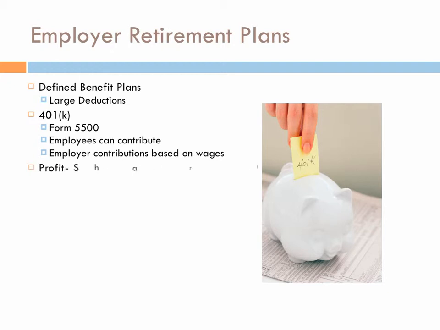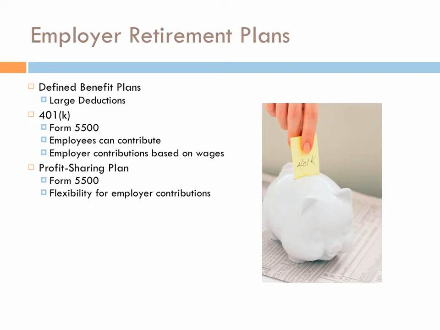A second type of defined contribution plan is the profit-sharing plan. This is also a qualified plan with requirements similar to the 401k. However, it offers the employer more flexibility, as your contribution percentage can be determined annually. You can make a tax-deductible contribution for each eligible employee.